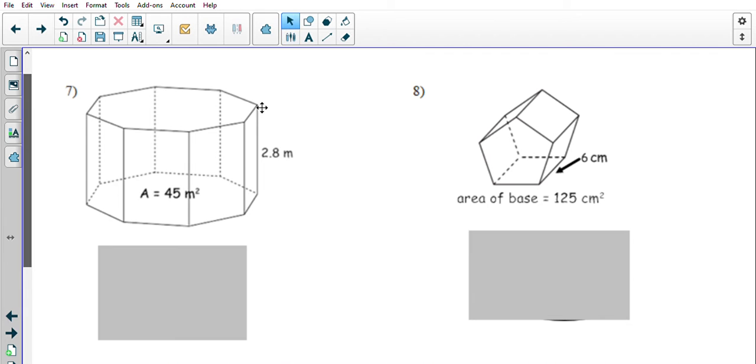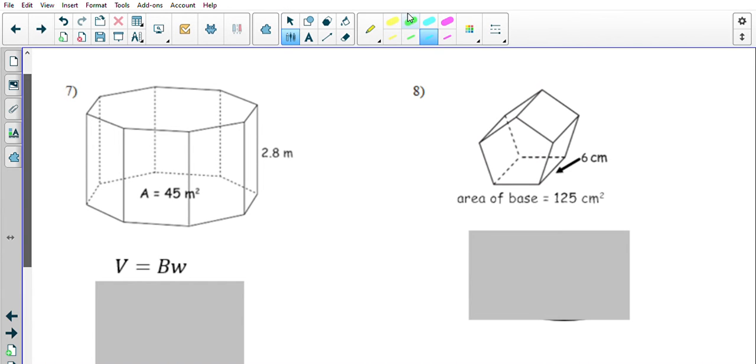So the volume formula we're going to use is capital B times W. Capital B represents the area of the base. Well, we're given the area of the base. We don't know how to find the area of an octagon.